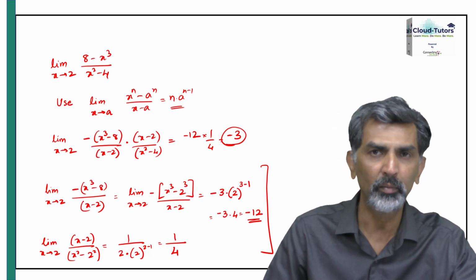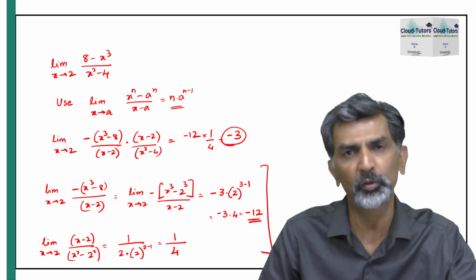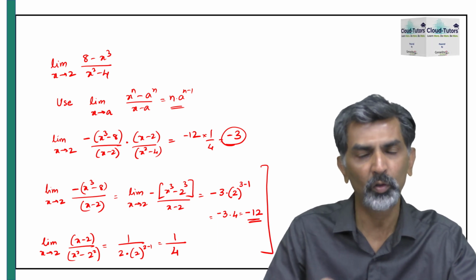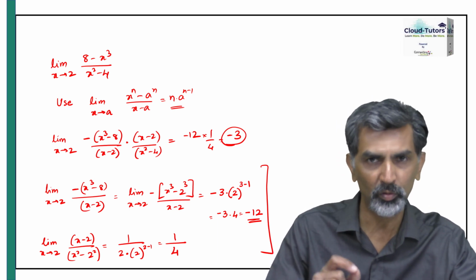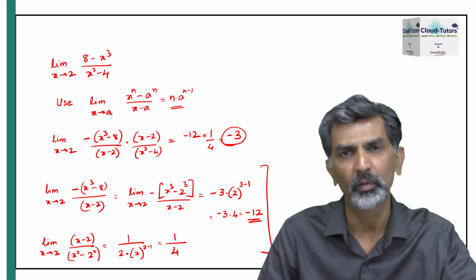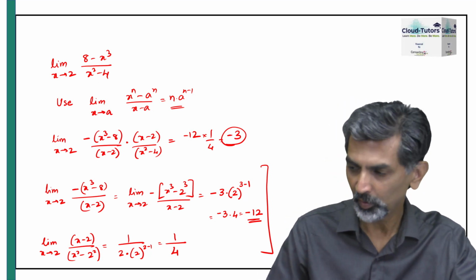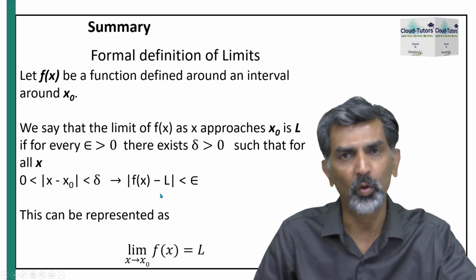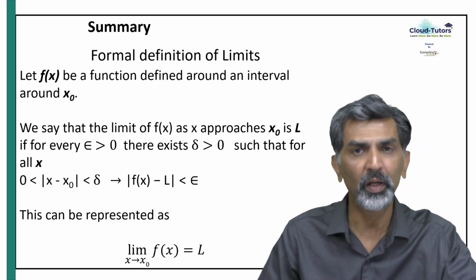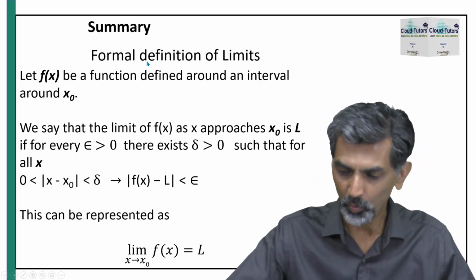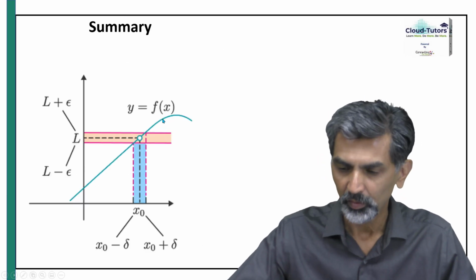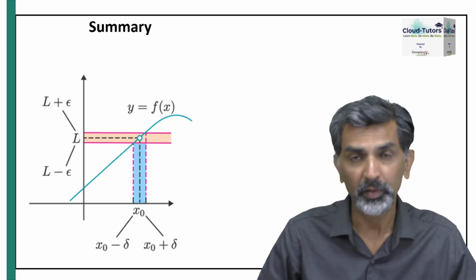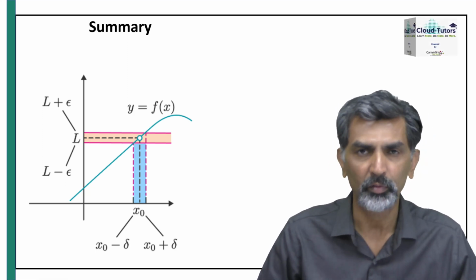So I spent quite a bit of time defining limits, giving you several examples of what it means to find the behavior of a function as x approaches a specific value. And I've illustrated these concepts with numerous examples. So this was the formal definition of limits. We went through that, and I explained to you with a graph as well what this definition means. This was the diagrammatic representation of what the definition of limit is.